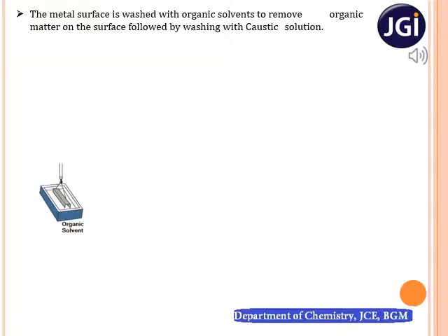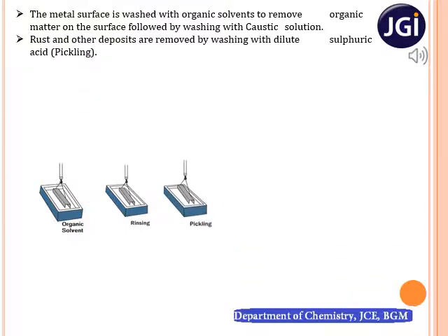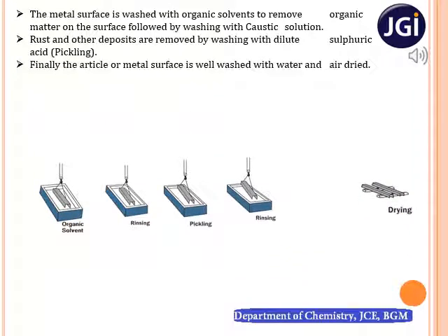The process of galvanization involves the following steps. At first, the iron metal surface is cleaned by washing with organic solvents, then with caustic solution, that is NaOH solution. Then the rust and other deposits are removed by washing with dilute sulfuric acid, which is called pickling. Finally, the iron metal is washed well with water and air dried.